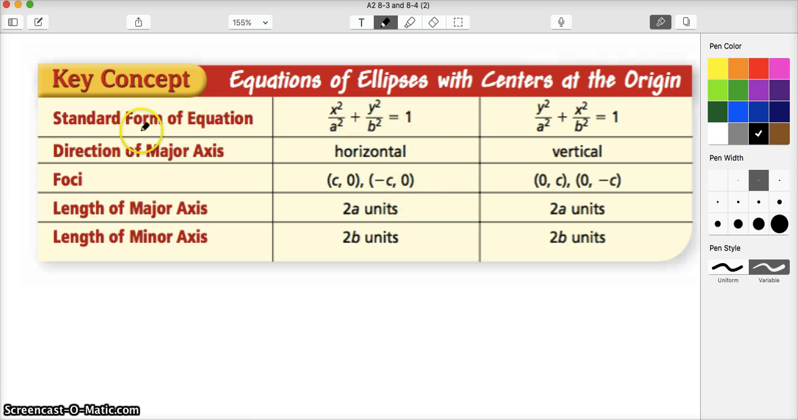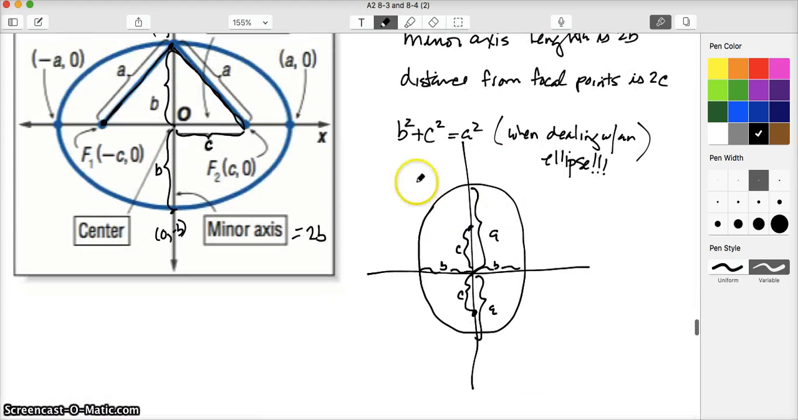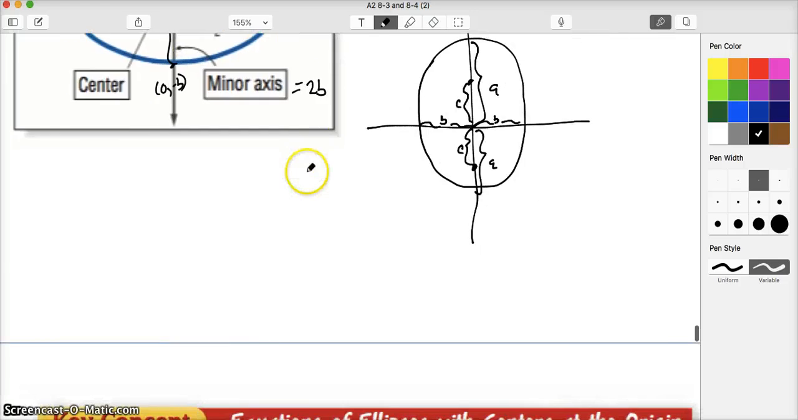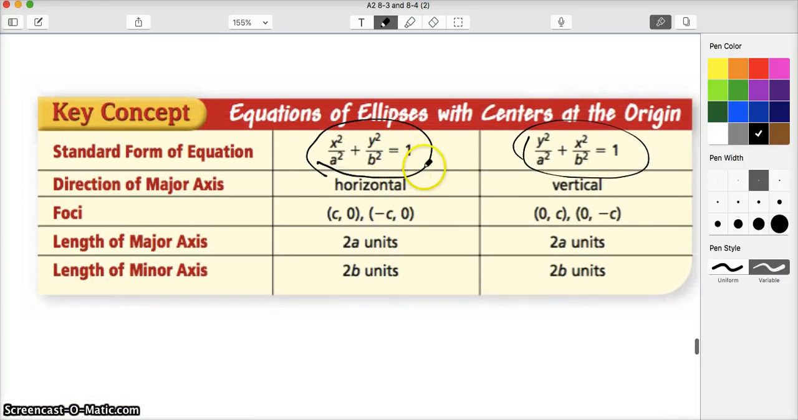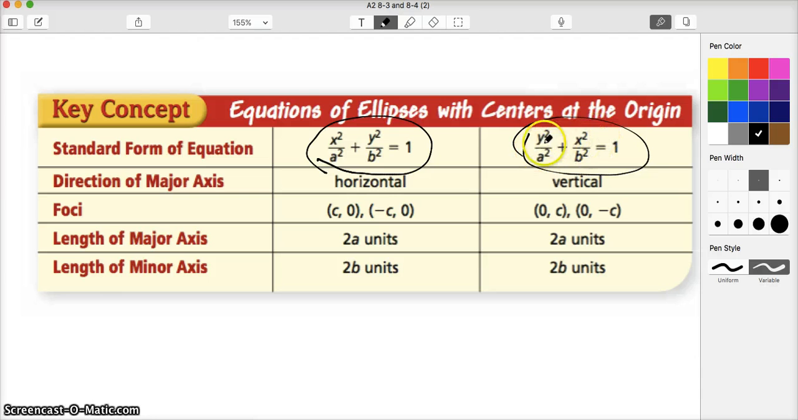So one, the standard equation for an ellipse looks like this. Kind of weird, right? Not what you expected. It's going to be x squared over a squared plus y squared over b squared, and these are the a's and b's that we talked about, half the length of the major axis, half the length of the minor axis, is equal to 1, or y squared over a squared plus x squared over b squared equals 1.